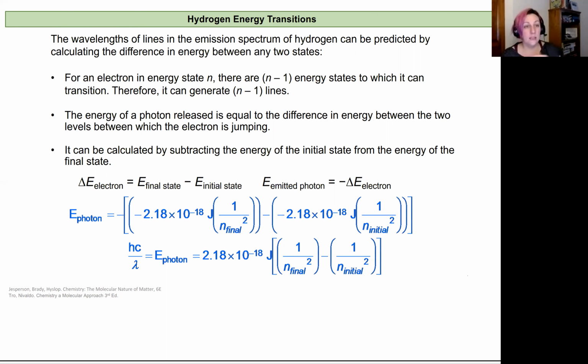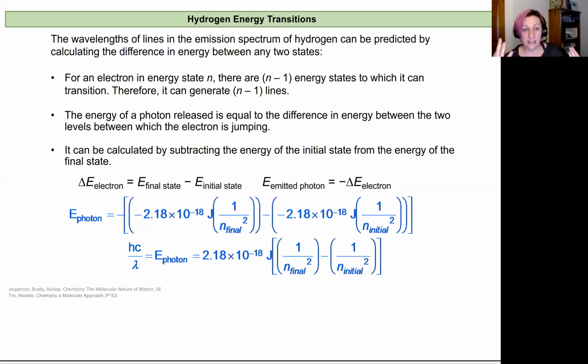So for any electron at an energy state n, let's say it's at n equals 2, then there are n minus 1 energy states which it can transition to. So if it's at 2, it can only go to 2 minus 1, 1. It can only transition down to n equals 1, right? And so we're thinking about the electron after it has already been excited. So it's excited up to some other energy level, and it can then relax to any of the n levels below it, but not the one it's in. That wouldn't really be relaxing. So it will generate n minus 1 lines if it's excited up to an nth state.